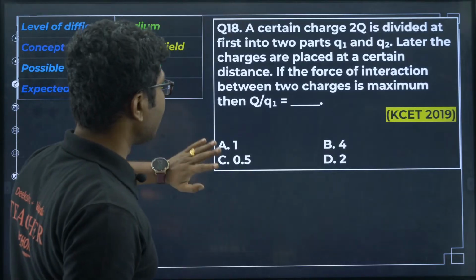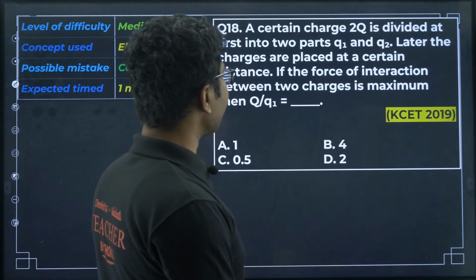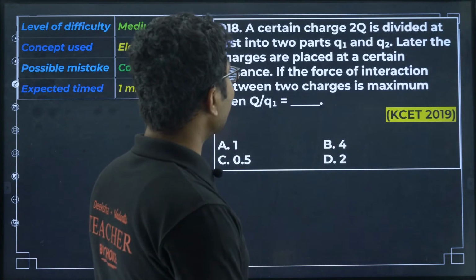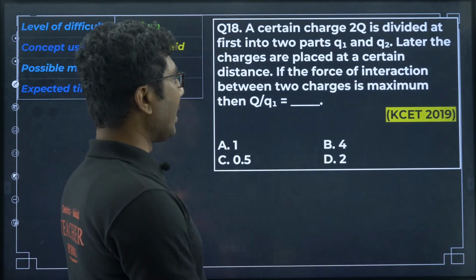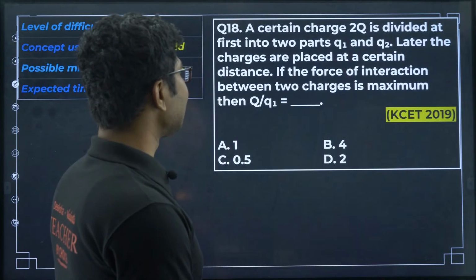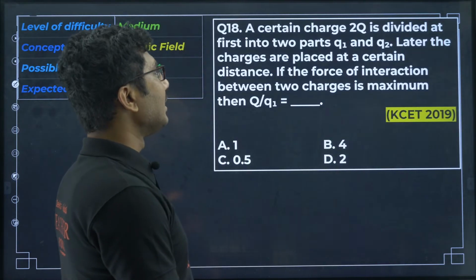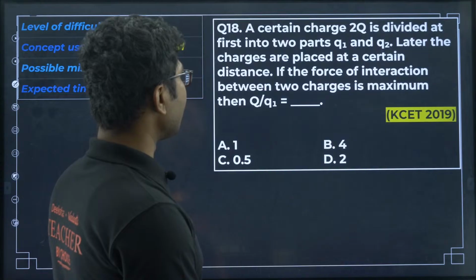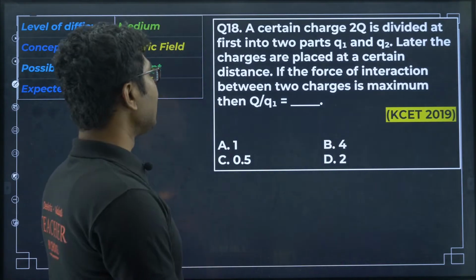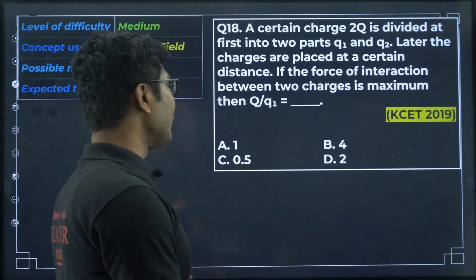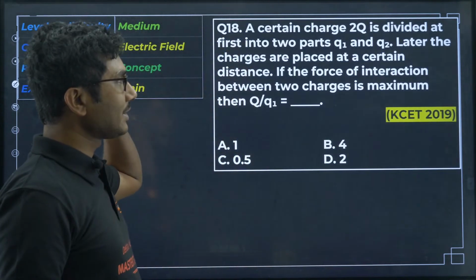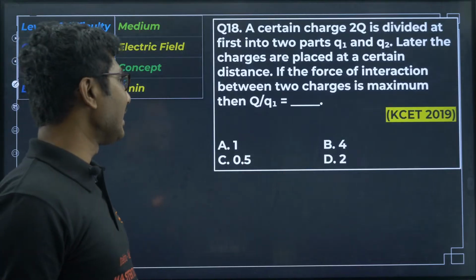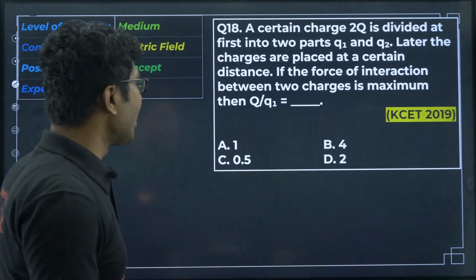Next question, question number 18, another KCET question. A certain charge 2Q is divided first into two parts Q1 and Q2. Later the charges are placed at a certain distance. If the force of interaction between the two charges is maximum, then what is the ratio of Q by Q1? We have solved one similar question, but this question is slightly trickier than that one. So you have to solve it.